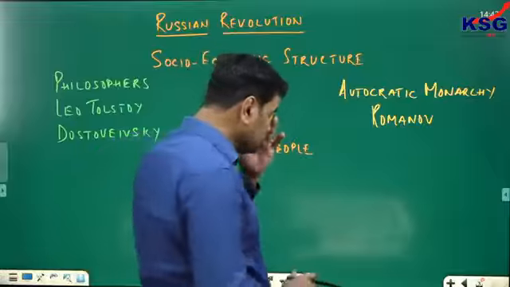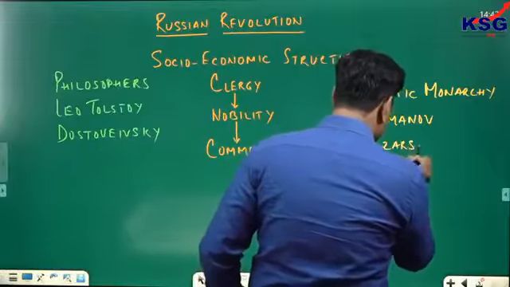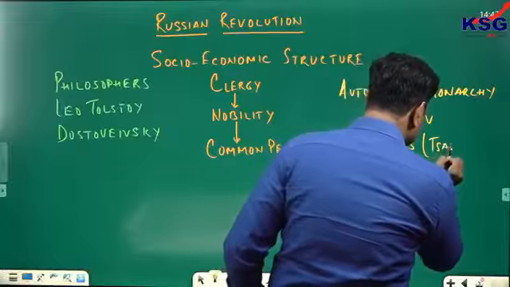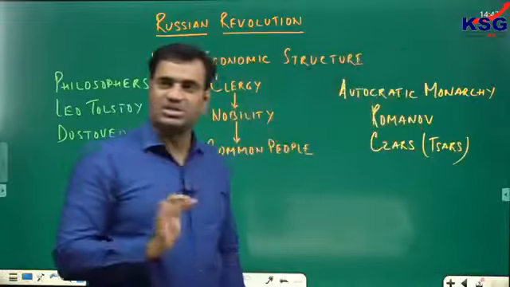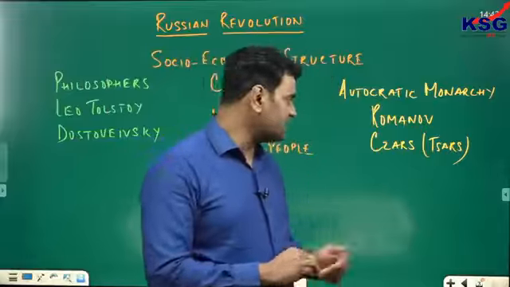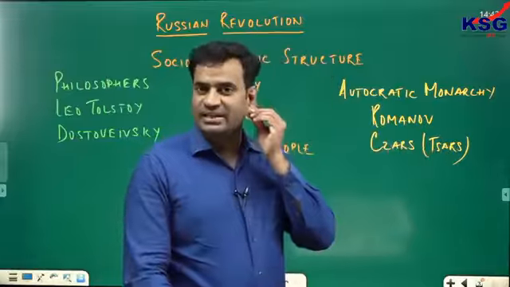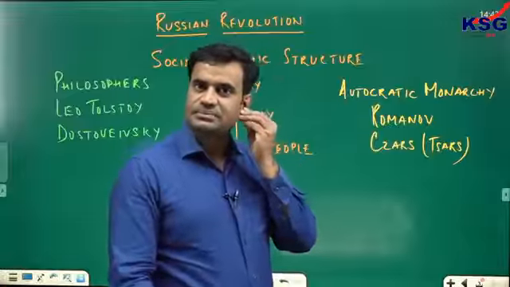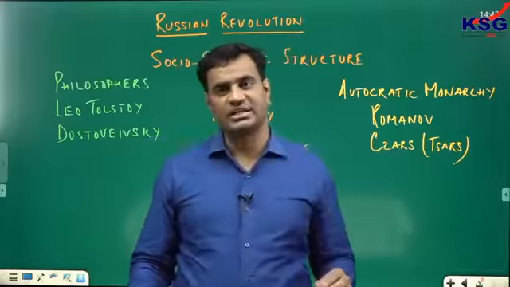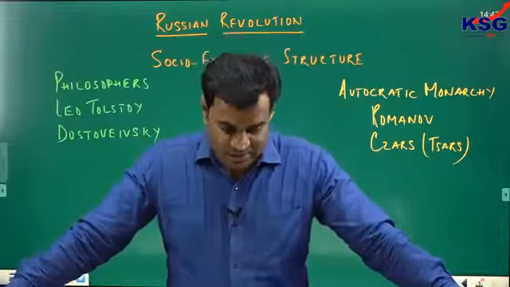And they were designated as Tsars. C is silent: C-Z-A-R-S. Some books will write T-S-A-R-S. Designated as Tsars. Clear?